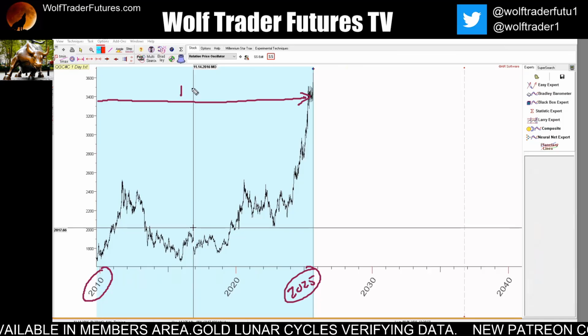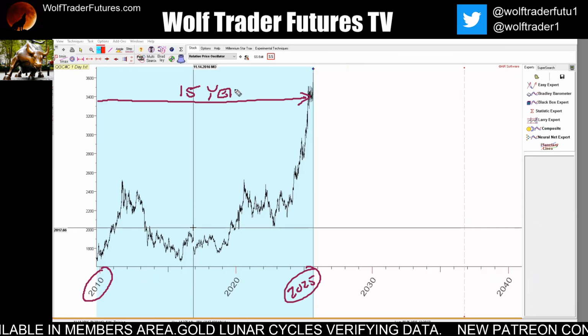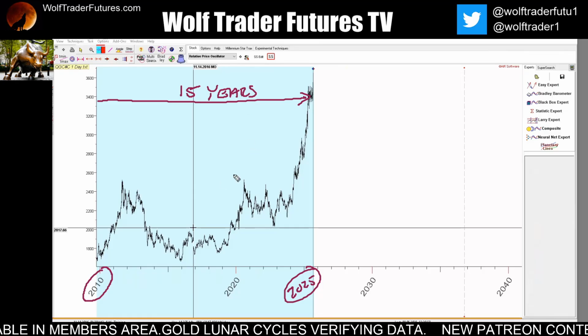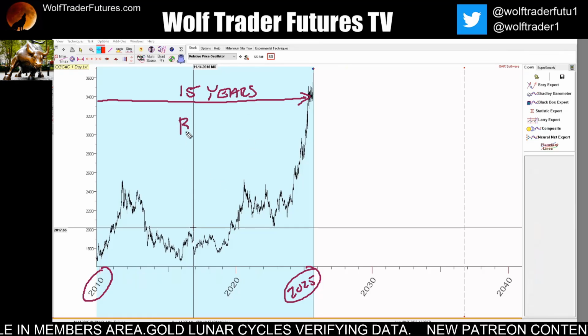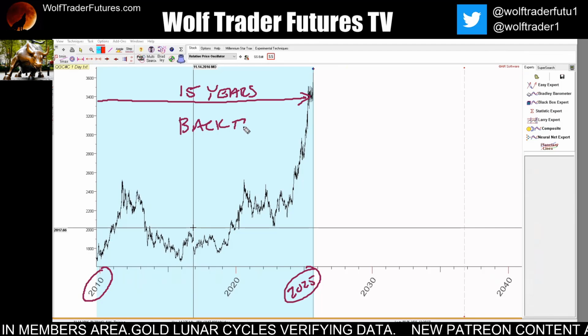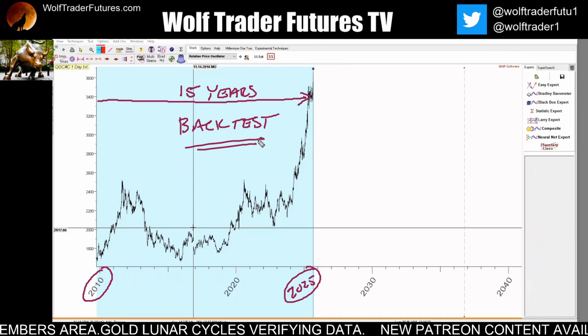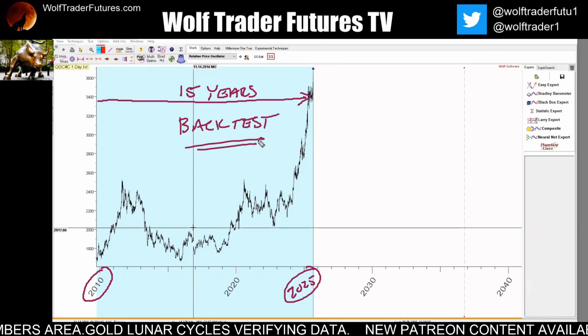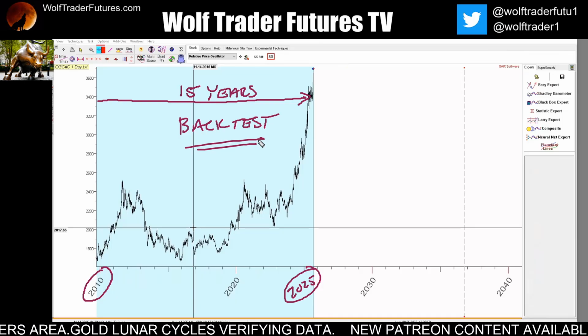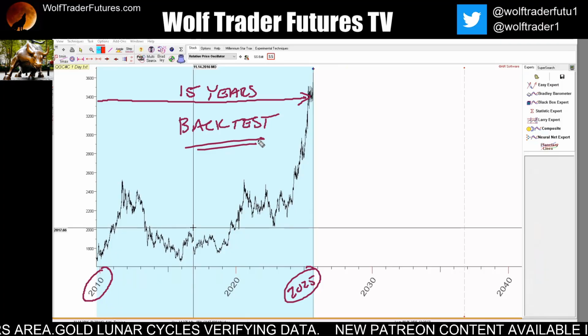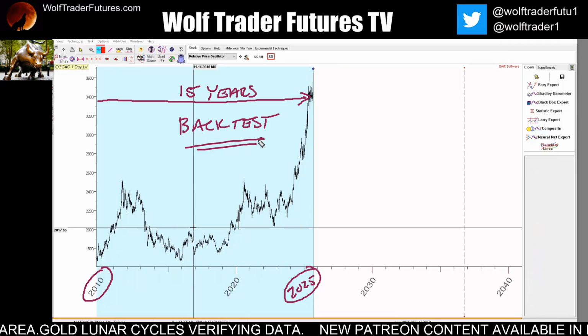This is going to be 15 years of data, and we're just going to do a simple back test. Now, most people stop here. They assume the back test tells you everything you need to know, and let's just go from here. That's not the case, people. I'm just telling you right now. Sometimes you can have a really good back test, and it can fail miserably when you try to make it go forward into the future.